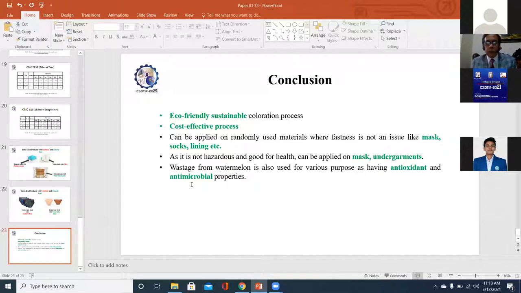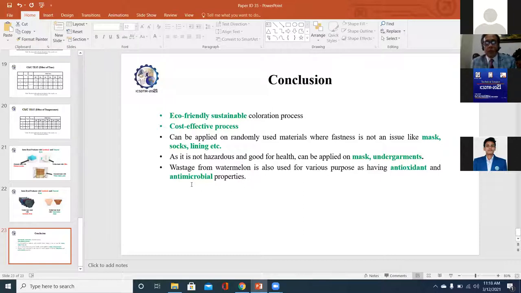What was the concentration of the dye liquor? You did not mention it in the presentation. What was the dye bath concentration? Sir, actually, we used 150 ml solution, water. Okay, water. Did you measure the concentration? Because in case of dyeing, we must mention the concentration of the dye liquor.